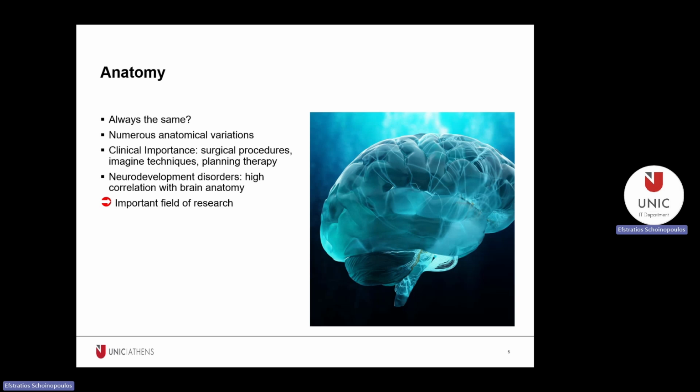On the other hand, according to recent research and available literature, there seems to be a high correlation between the anatomy of the brain and neurodevelopmental disorders such as ADHD, meaning attention deficit hyperactivity disorder, ASD, autism spectrum disorder, Huntington disease, or Parkinson. So I believe that it's very clear why anatomy is an important field of research.